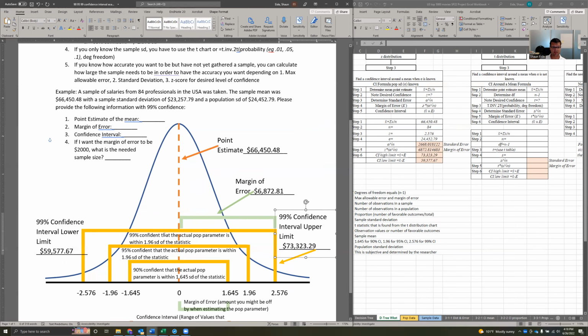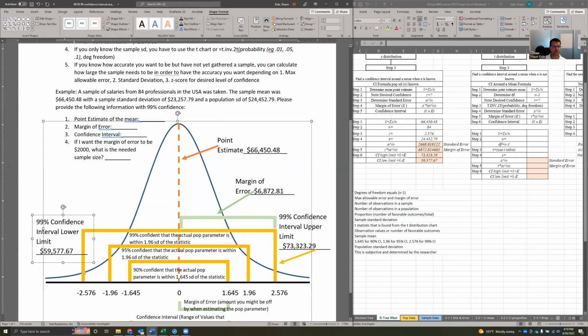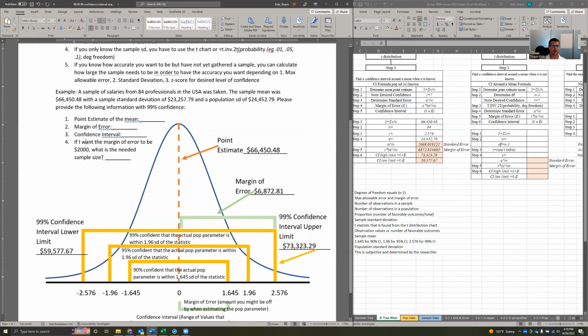So in other words, we are estimating this point estimate, and we're saying the actual population mean, we are 99% confident that this is the actual population mean, give or take this amount. Or we are 99% confident that the actual population mean is within this range of values. And so just imagine, instead of guessing one really specific number, you're guessing a full range of numbers, or you're estimating a full range of numbers.